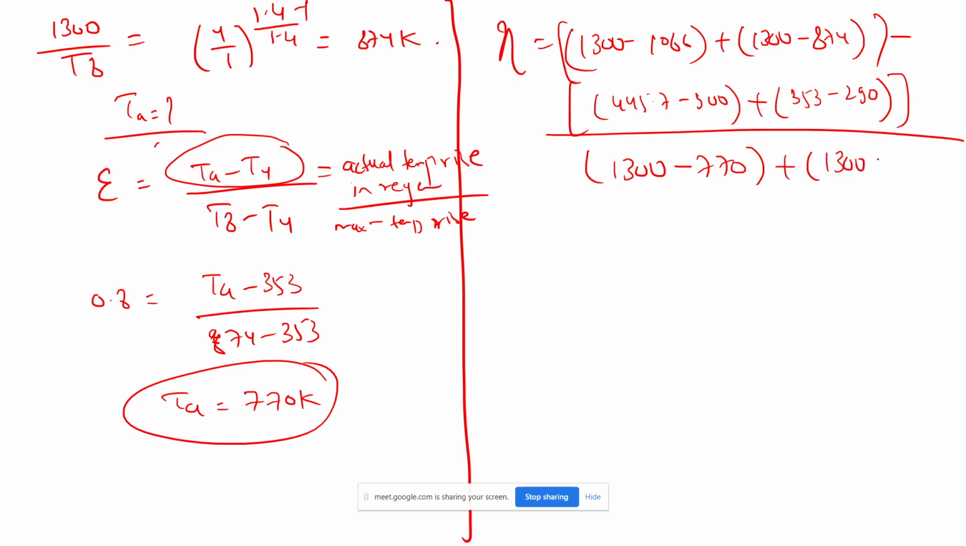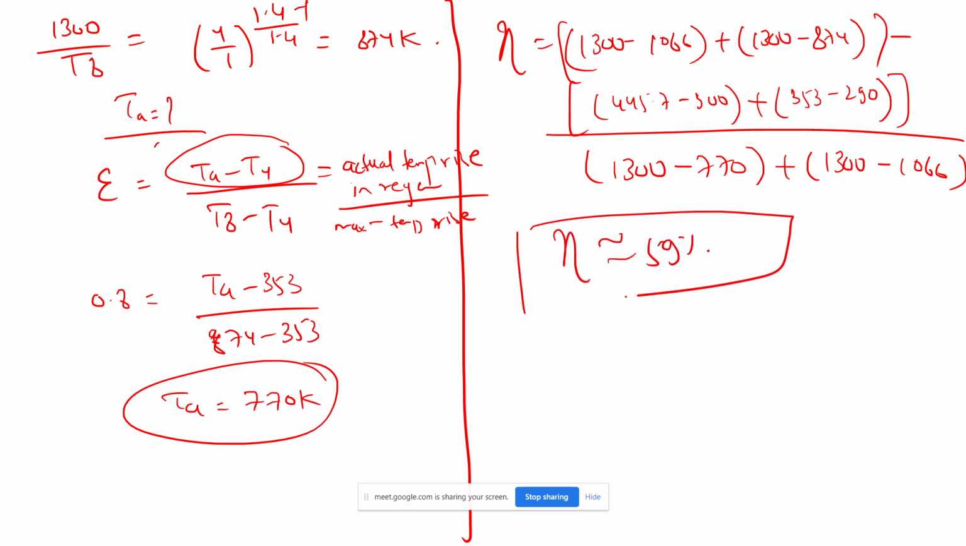Efficiency 48.9%. 59.07%. Yeah, 59. Whoever has got it is correct. Minus what is the other, T6, 1066. So efficiency will roughly come around 59%. It is the correct answer.